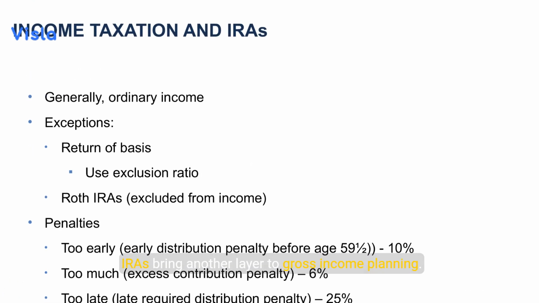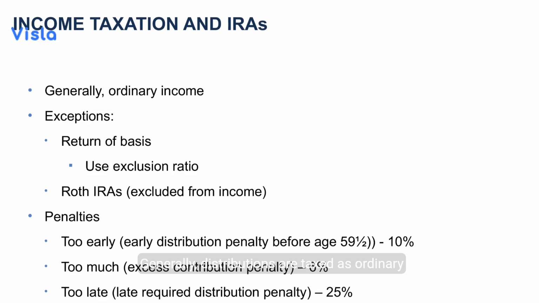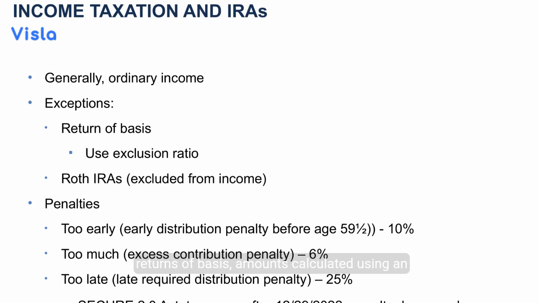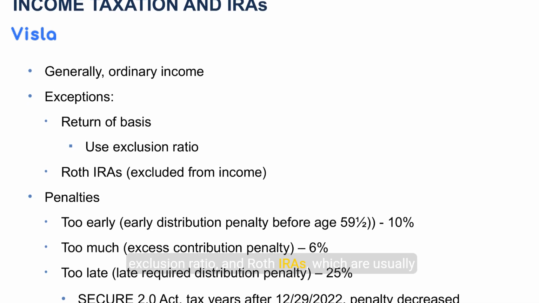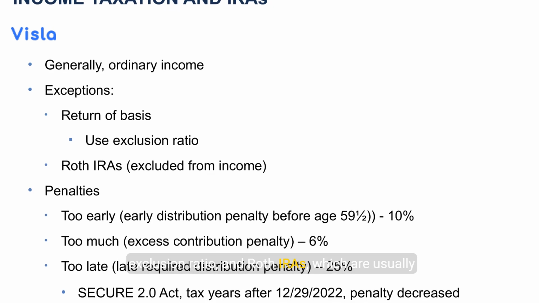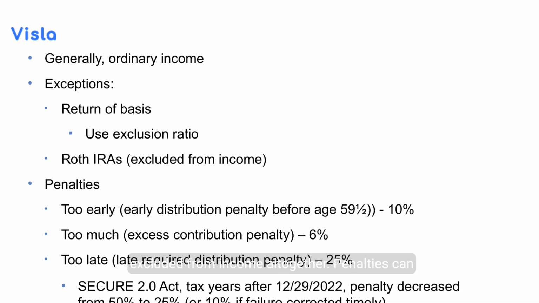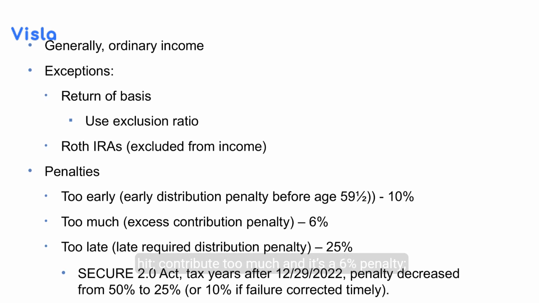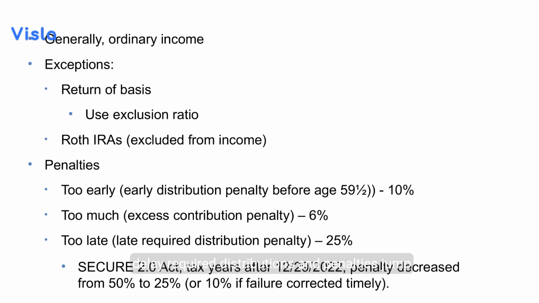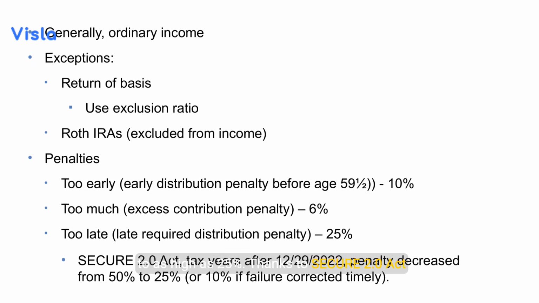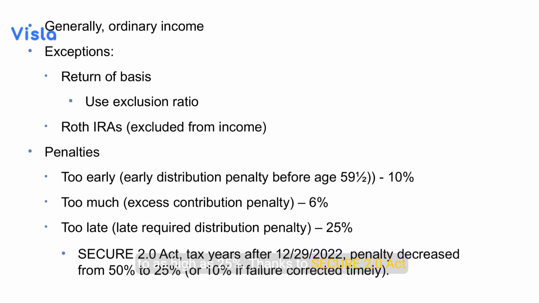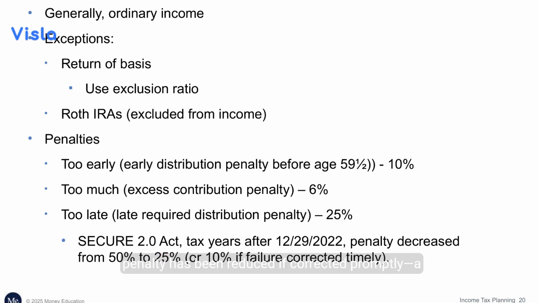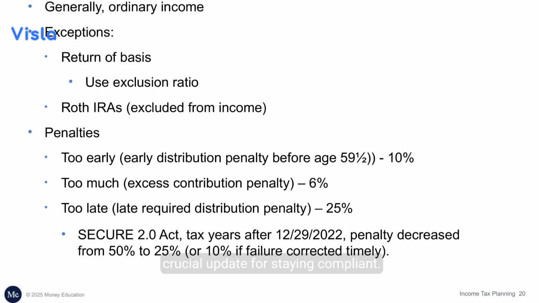IRAs bring another layer to gross income planning. Generally, distributions are taxed as ordinary income, but there are important exceptions. Returns of basis, amounts calculated using an exclusion ratio, and Roth IRAs, which are usually excluded from income altogether. Penalties can add up quickly. Withdraw too early and face a 10% hit. Contribute too much and it's a 6% penalty. Delay required distributions and penalties jump to as high as 25%. Thanks to Secure 2.0 Act changes after December 29, 2022, that late penalty has been reduced if corrected promptly, a crucial update for staying compliant.